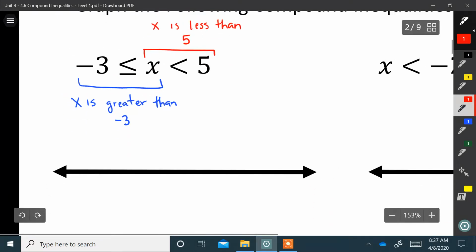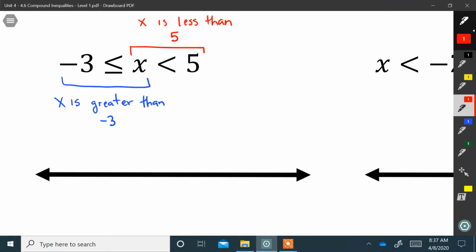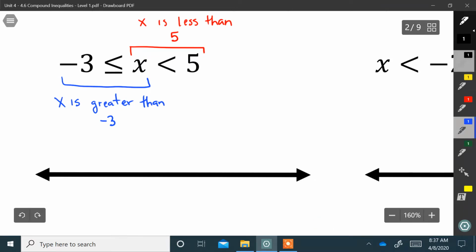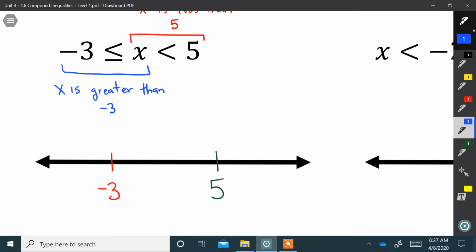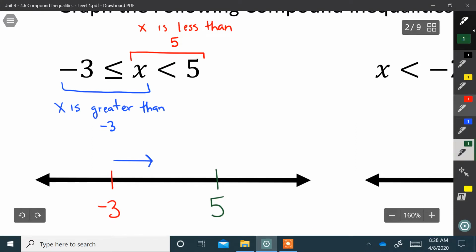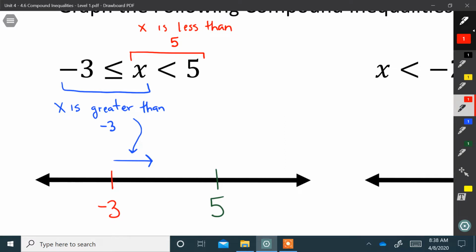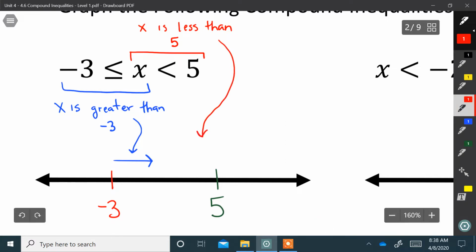Alright, so let me graph that. Vamos a hacer una gráfica para que entienda mejor. So let's try to put that in a graph. First of all, I have -3, and I have 5. I'm being told that x is greater than -3, so all the numbers that are greater than -3 are this way. But I'm also being told that x is less than 5, so all the numbers that are less than 5 are this way.